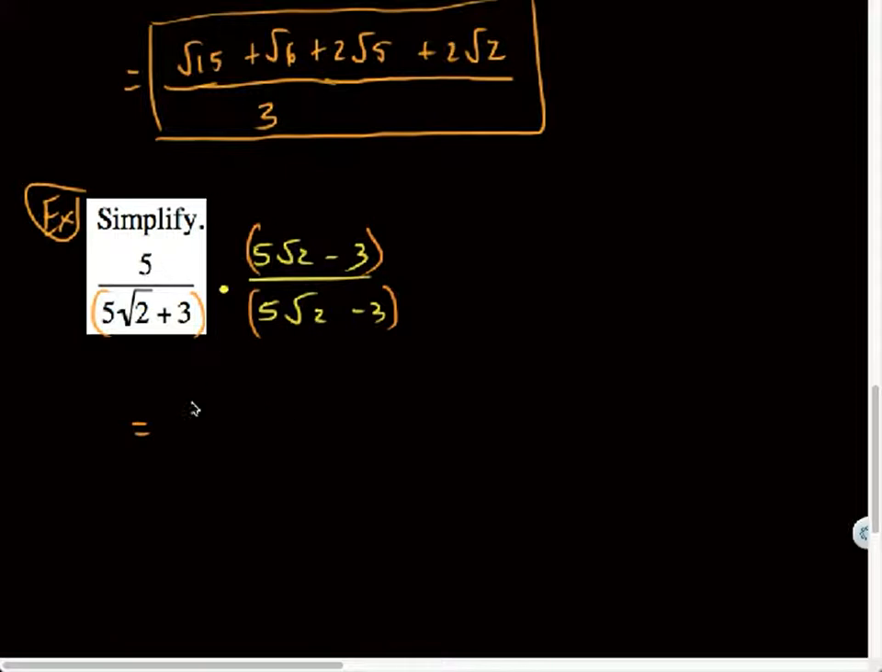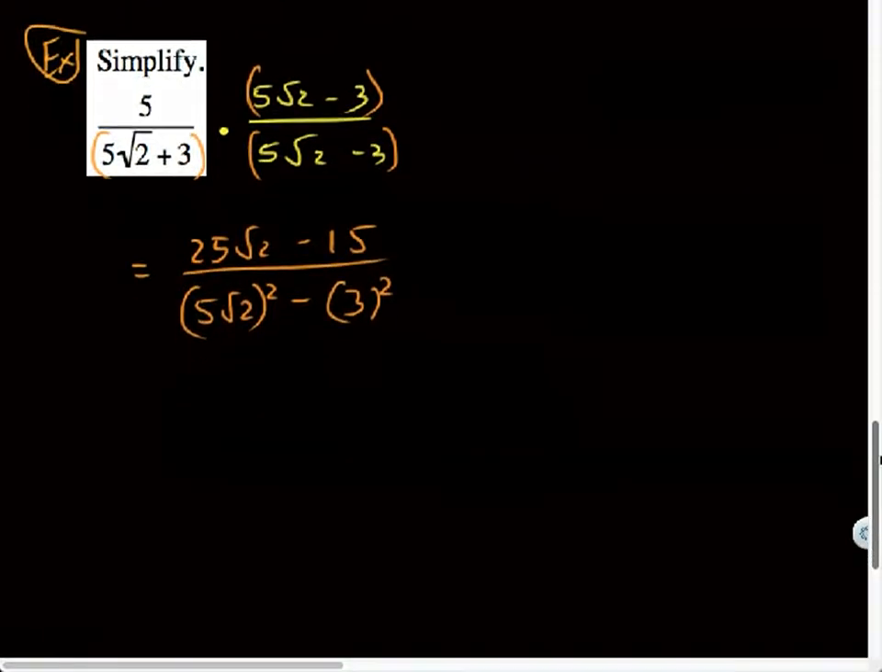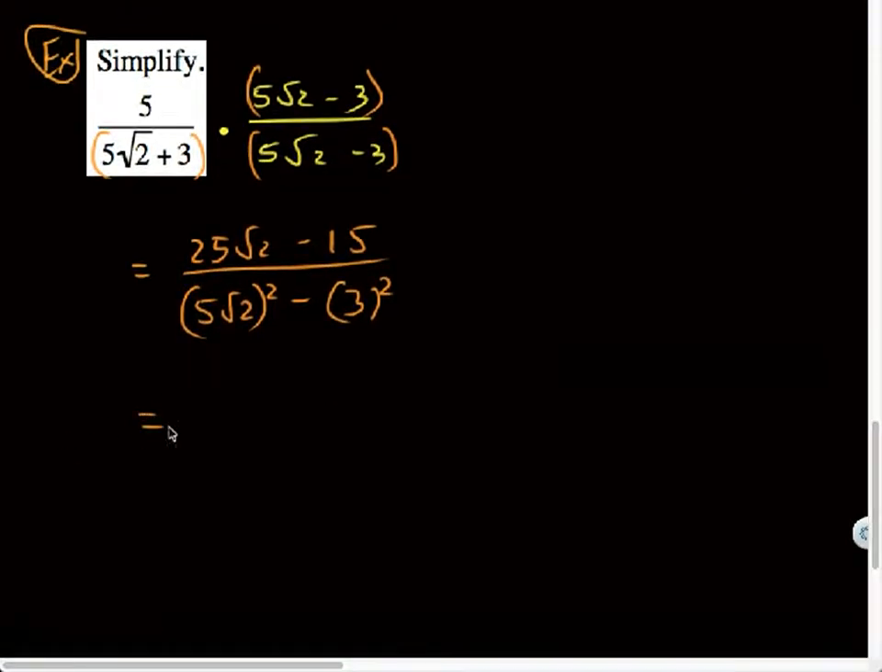So up top, distribute: 25 roots of 2 minus 15. Down bottom, don't distribute, save your time, use a pattern. 5 roots of 2, all squared, minus 3 squared. So, the numerator I can't do much with. I'm just going to leave that for now. I'm just going to call it n.